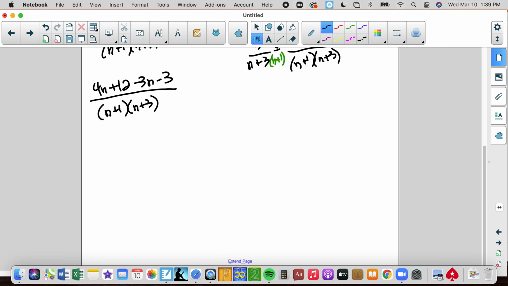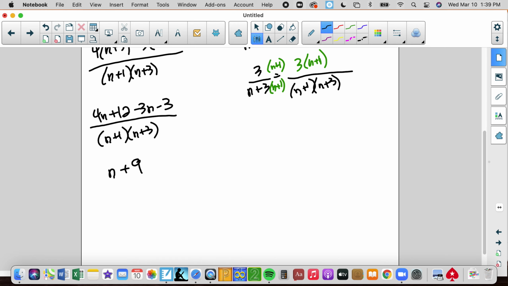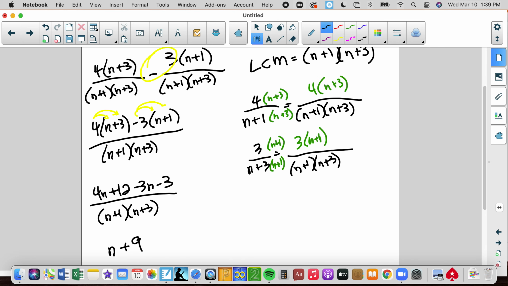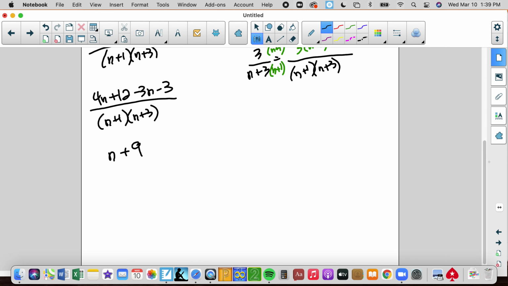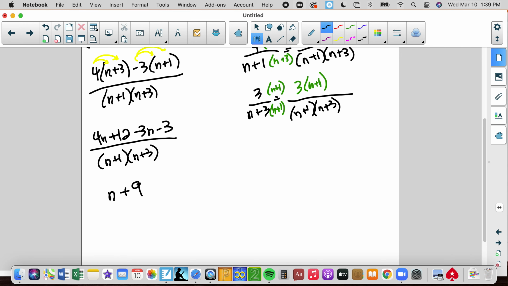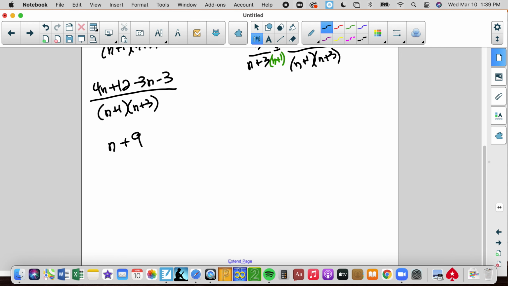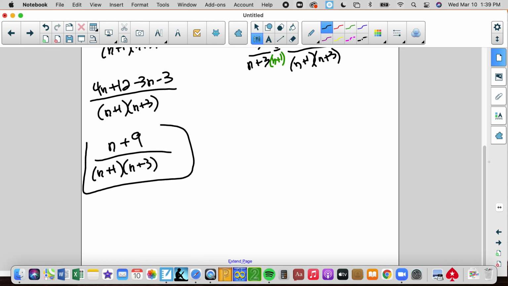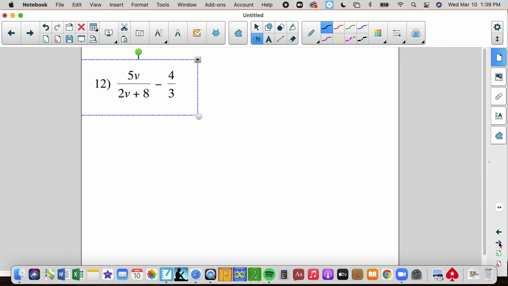And that leaves us with n plus 9. Well, that's not real good. Look at that. Is that really what it ended up being? Boo. That's too bad. That's too bad. I wanted something that would be nice and factored. All right, that's it. Nothing cancels. Boo, that's too bad. All right, number 12.